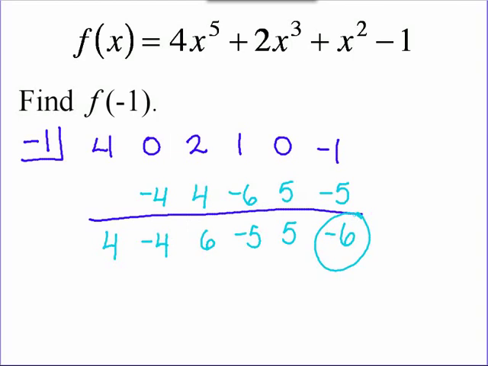Now, a little check. You have a highest power of 5. Remember, we always have one more coefficient than our highest power. So if our highest power is 5, we're going to have 6 coefficients. I wrote down that number wrong.